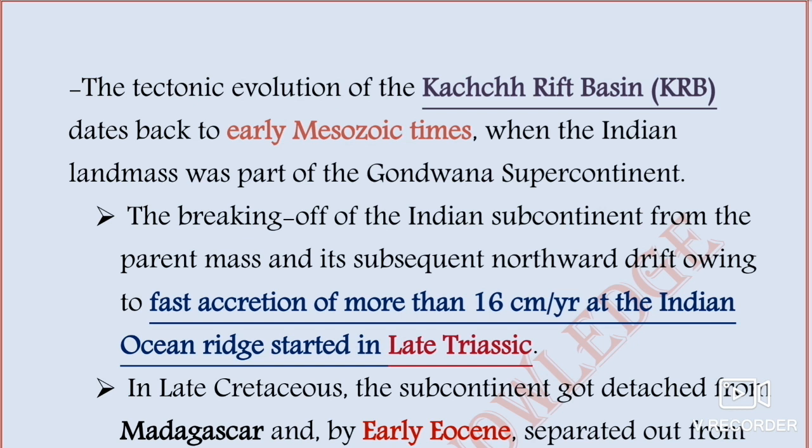the breaking off of the Indian subcontinent from the parent mass and its subsequent northward drift, owing to the fast accretion of more than 16 centimeter per year at the Indian Ocean ridge, started in the late Triassic time. So when it got broken from the parent mass, it drifted northward, owing to the fast accretion at the Indian Ocean ridge.